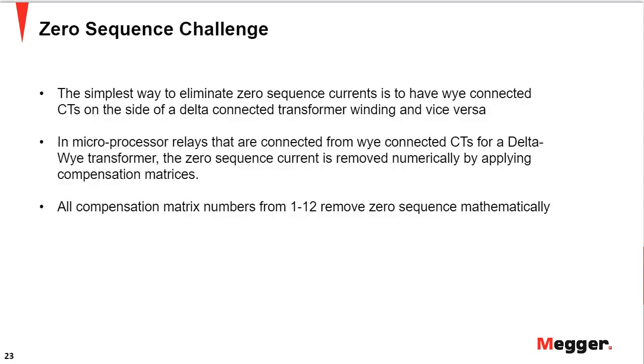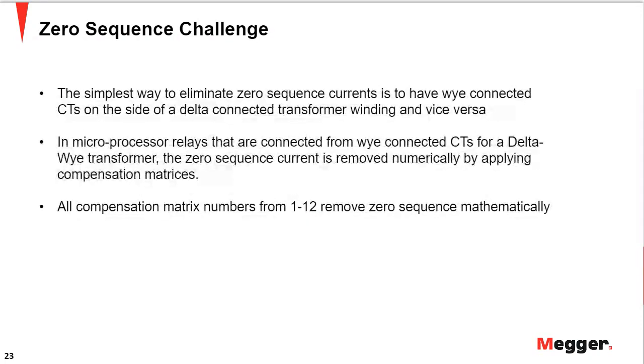But like I said, you may not always have the luxury where your CTs are Y connected. So how would we do in that case? Zero sequence currents in microprocessor relays are removed numerically by applying some compensation matrices. Again, these are in the form of settings, from 1 to 12, depending on the transformer connections and vector group. Appropriate compensation matrices need to be used, which would also help with your phase shift as well.